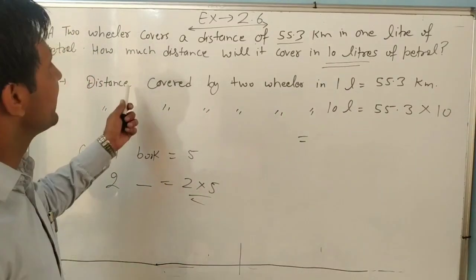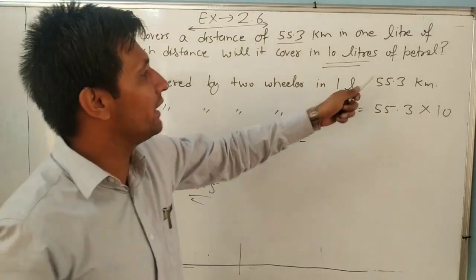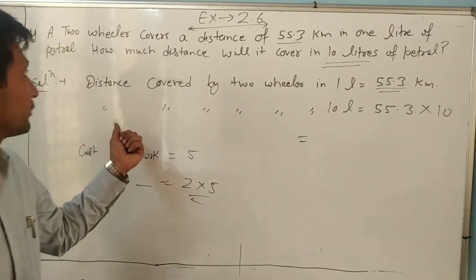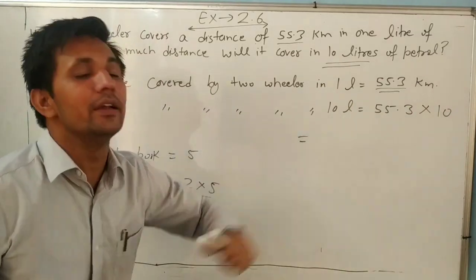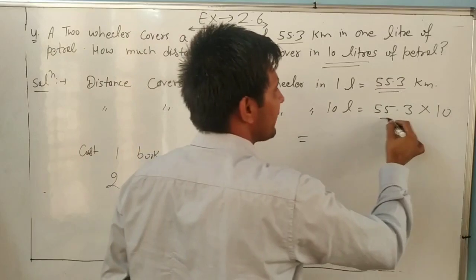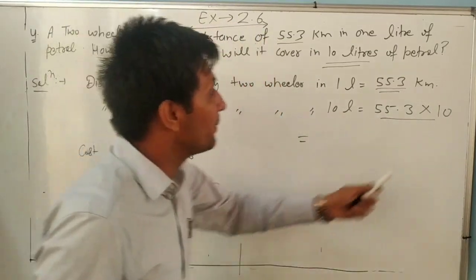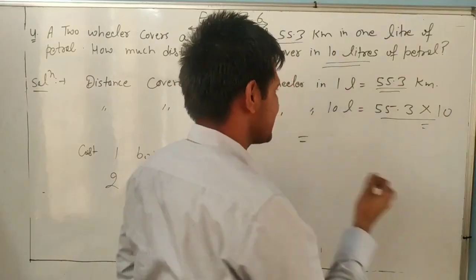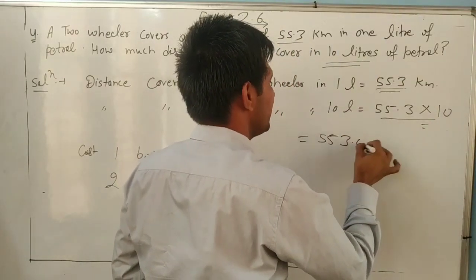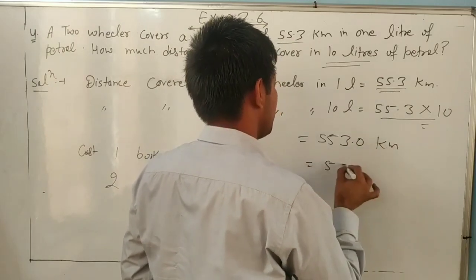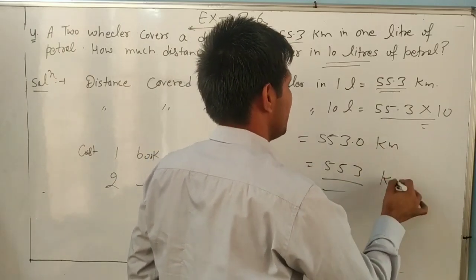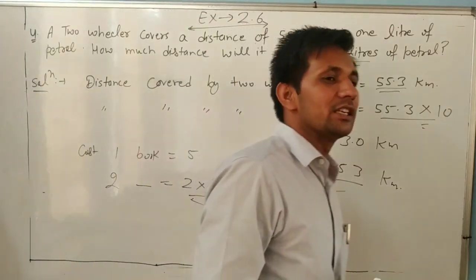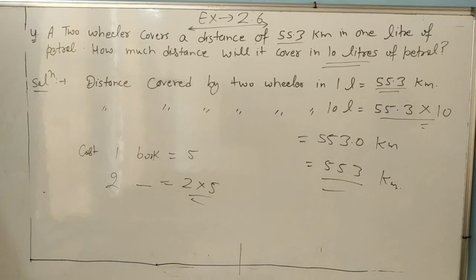Same as it is, the distance covered by the two-wheeler in 1 liter. And the total fuel is 10 liter. So for the distance covered by the two-wheeler in 10 liter, multiply by 10. How many zeros are in 10? One. So the decimal shifts one place to the right in multiplication. So you can write directly 553.0 kilometer. It is your answer. So our exercise 2.6 is also finished here. Please note down this question.